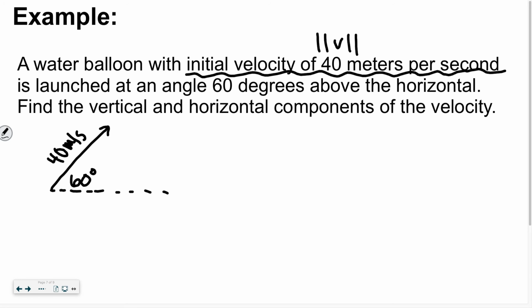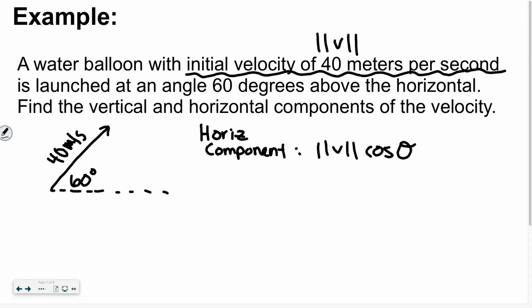Now, I'm going to break them up. You could put them into component form if you want. It doesn't necessarily say that it has to be in component form, so I'm going to break it up. If I want the horizontal component, that's the magnitude of v times cosine theta. So what are we saying is the magnitude, 40, times cosine 60? And since that's a unit circle angle, I'm going to use the exact value. Cosine 60 is what, 1/2? So 40 times 1/2 is 20 meters per second.